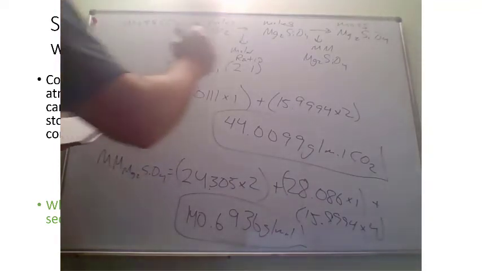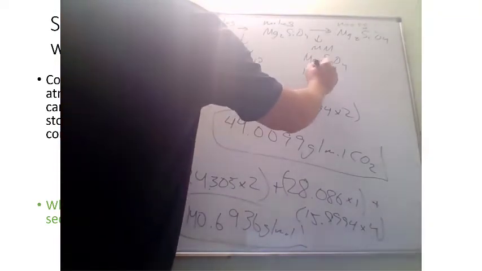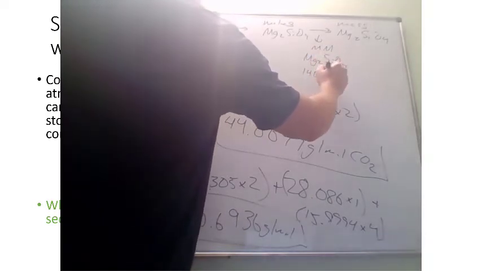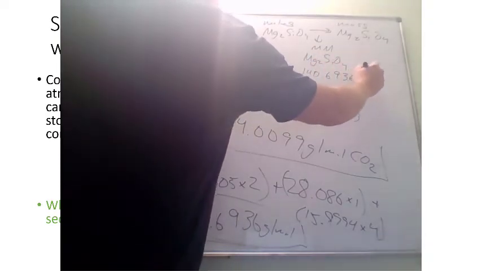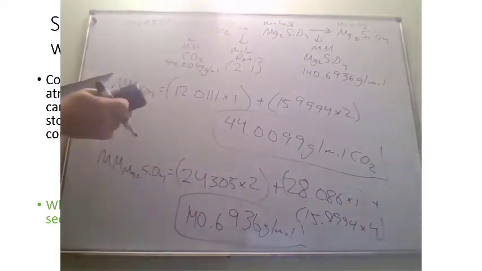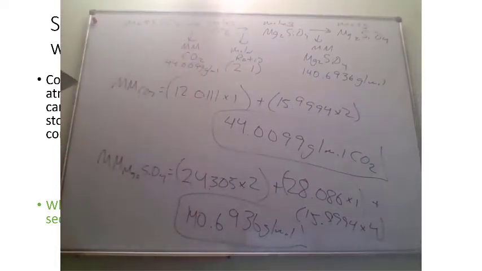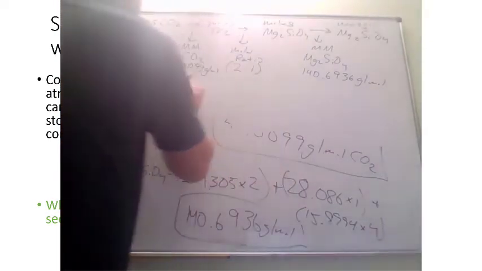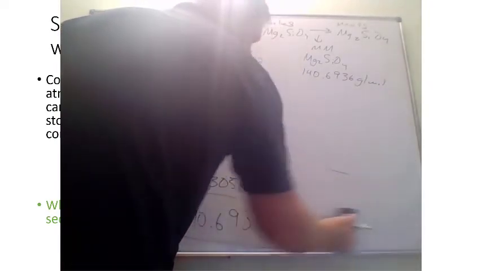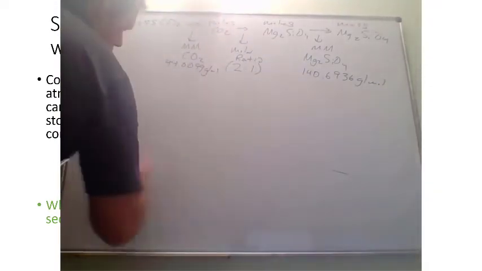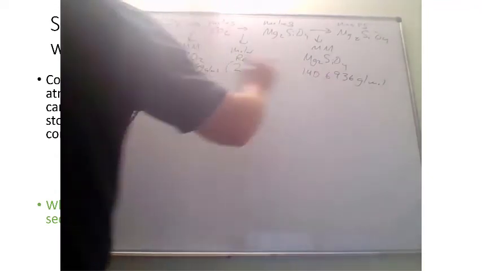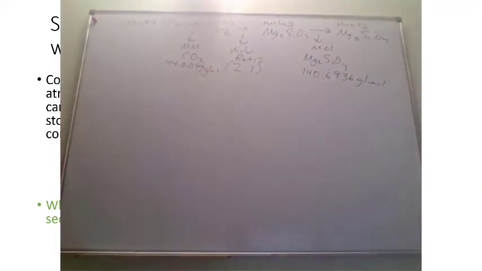So we can write that up here on the top. 140.6936 grams per mole. And so you can see we're keeping lots of decimal places for our molar masses. The reason for that is because we don't want our calculations down the road to be altered by any rounding errors associated with our constants. So you want to keep as many decimal places as you can. Okay, so next we want to do our conversion.